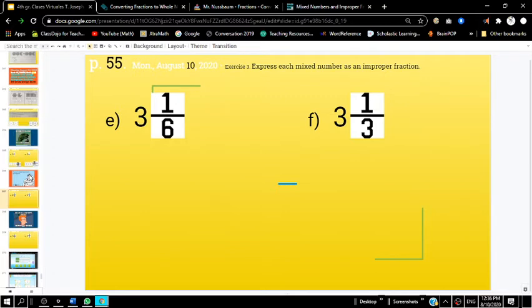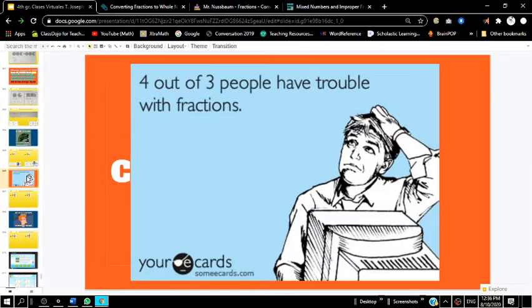Before we do that, I'd like to show you a little meme. It says 4 out of 3 people have trouble with fractions. This is funny because if 4 out of 3 people have trouble with fractions, that means that most people have trouble with fractions, even more people than what is represented.